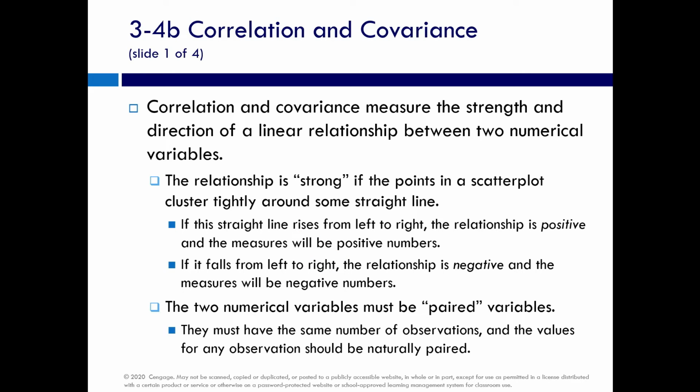Correlation and covariance. Correlation and covariance measure the strength and direction of the linear relationship between two numeric variables. The relationship is strong if the points of the scatter diagram are close around a straight line. If this straight line rises from left to right, the relationship is positive and the measures will be positive numbers. If it falls from left to right, the relationship is negative and the measures will be negative numbers. The two numerical variables must be paired variables. They must have the same number of observations, and values for any observation should be naturally paired.